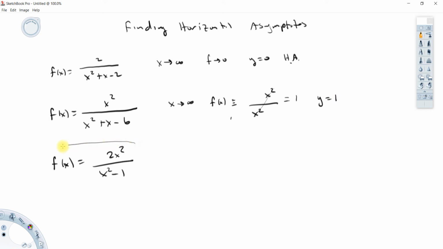We're going to do the same thing here. If x goes to infinity, this function is approximately equal to 2x squared up top and just x squared in the bottom. And these cancel, and we get 2 out of this. So y equals 2 is our horizontal asymptote for that third function.